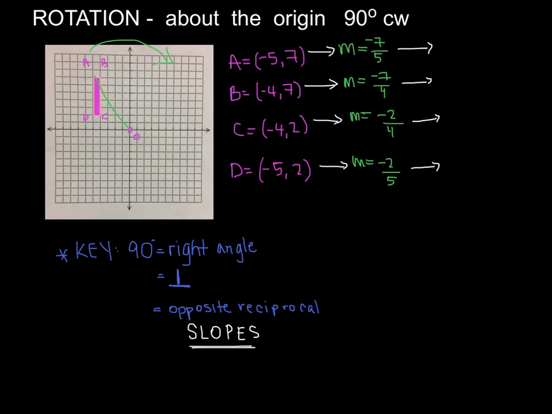To get from C to the origin, I went down 2 over 4. And now notice I am not reducing that fraction. Okay, and to get from D to the origin, I'm going to go down 2, but this time over 5.